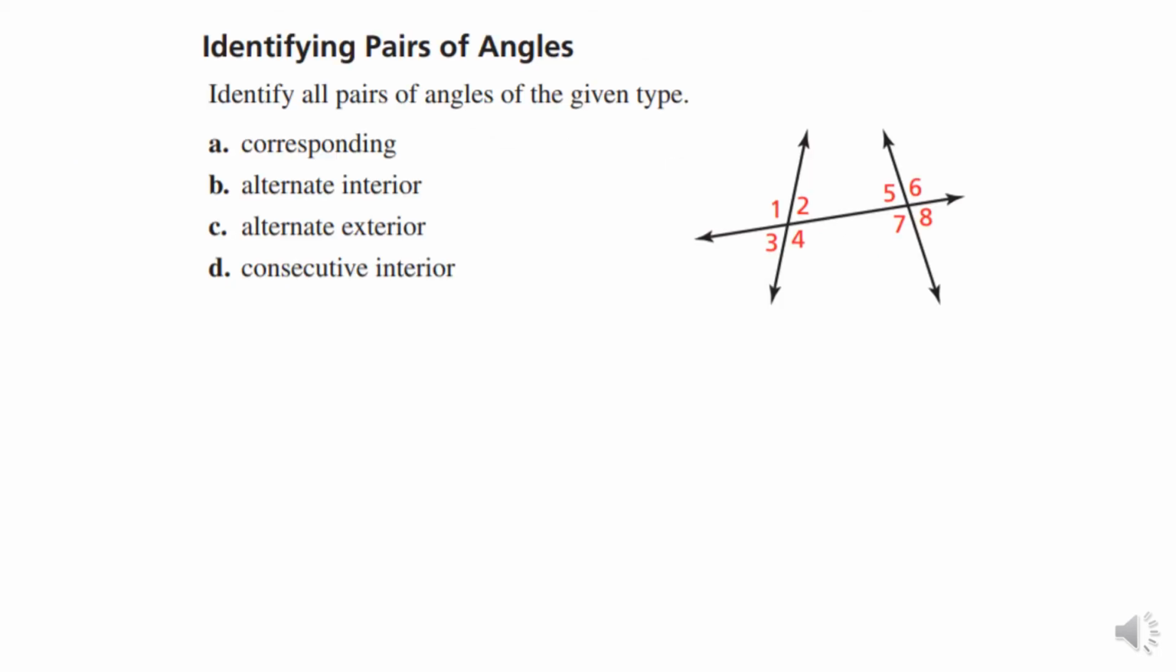All right. If you want to push pause, you're going to make a list of all of these things that are applying. I want you just to look at this. You have to look at them kind of sideways, because here's the transversal and here's your two lines. So look at those and make a list, because there's a lot of each one, and see how you do. So go ahead and push pause.